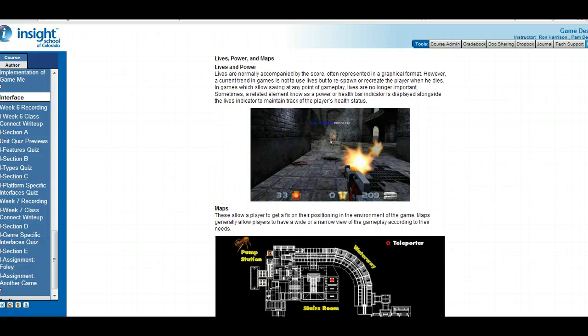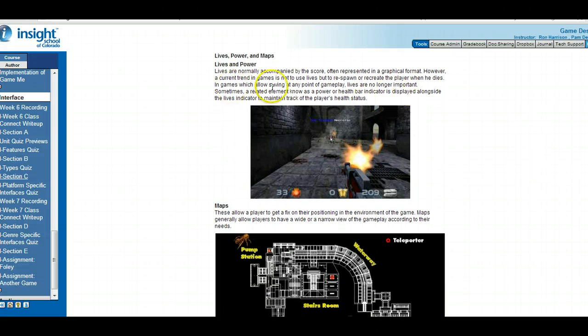Now some platform-specific interfaces, and we're talking about some of the items that we just mentioned. So lives and powers. Sometimes the lives are accompanied by the score, so you get the lives you have left and the score that you have. Oftentimes those can be seen right on the screen at the bottom or on one of the edges, but sometimes you have to pull them up to see where you are. Related to this obviously is the health status, and that's also considered the power that you have.